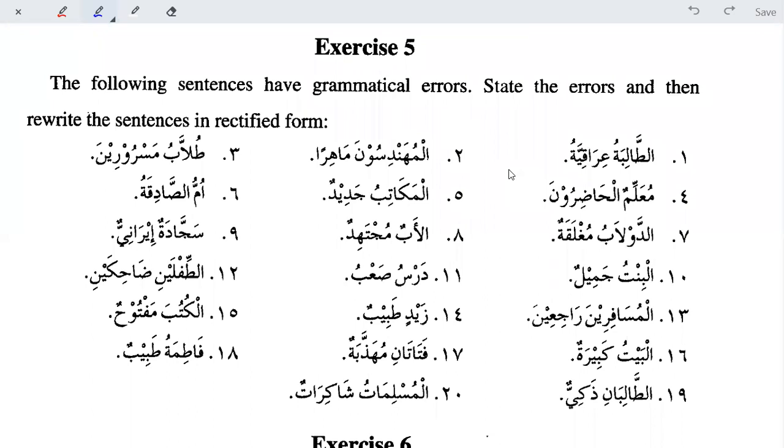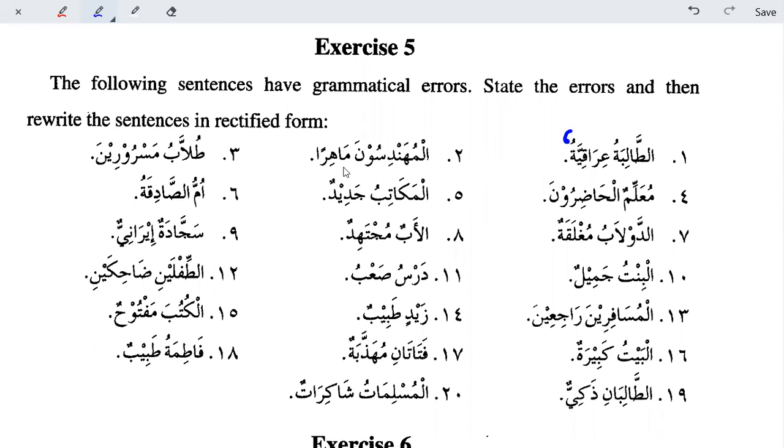Tanween on the last. It should be Iraqi. Yes, here we need Tanween at Iraqiya. So you'll just write Tanween on Iraqiya with some blue or red color so that I can know that you have corrected it. Then what is the mistake here?